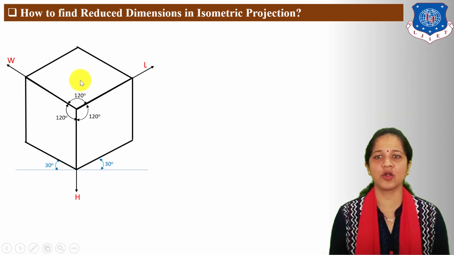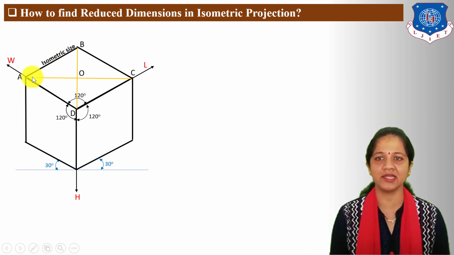Mark here corner points as A, B, C, D. Next, connect AC and BD diagonals, which intersect at one point. So mark here O point. Now this AB line indicates the isometric size, and the angle of this isometric size line from the horizontal reference, or this AC diagonal, is 30 degrees.